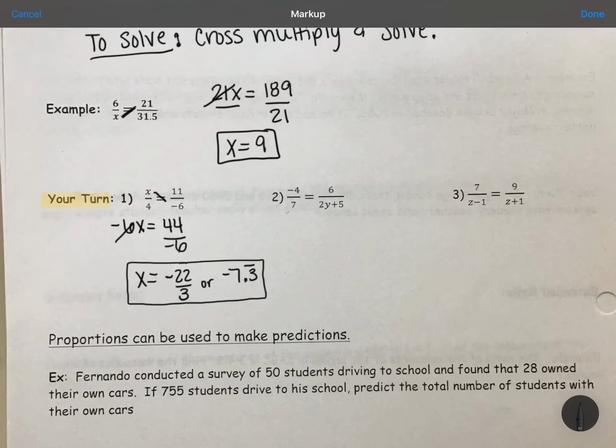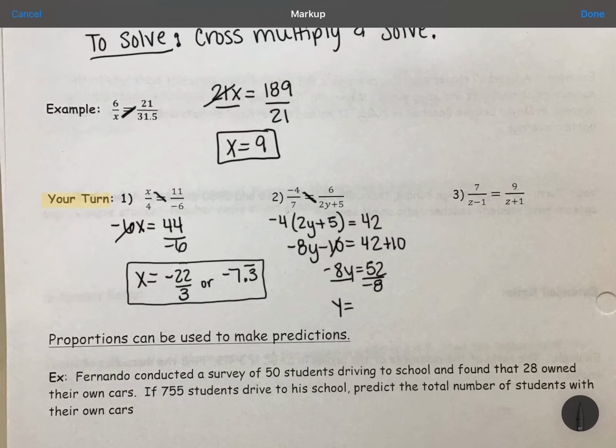All right, number 2. This one I would start with my variable term. Now here you're going to have to distribute, because what it really says is negative 4 times that 2y plus 5. So you have to distribute. My other diagonal is 7 times 6, which is 42. So this gives me negative 8y minus 10 equals 42. I'm going to add my 10. Negative 8y equals 52. And again, I get another fractional answer here, because when I divide by negative 8, I can reduce that.